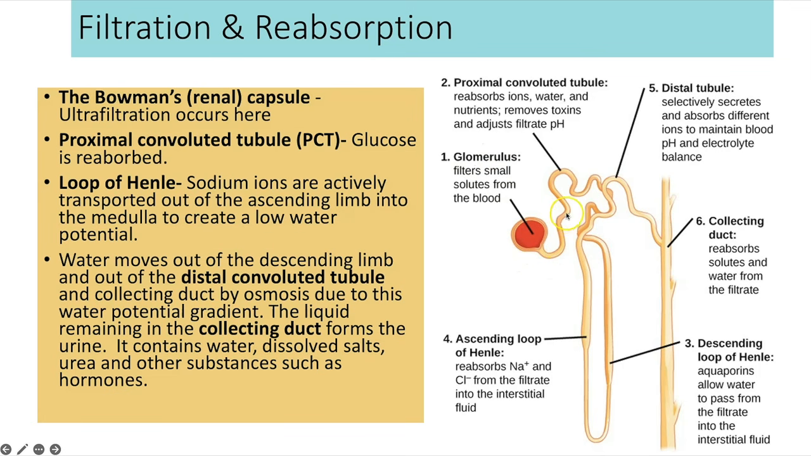That filtrate then passes through the proximal convoluted tubule, and that is where glucose is going to be reabsorbed, but also some water gets reabsorbed at that point. The filtrate then moves down the descending loop of Henle and then back up the ascending loop of Henle. And it's in the loop of Henle where we have sodium ions being actively transported out, which will then be reabsorbed, and also lots of water is going to move out by osmosis. Then the filtrate moves through the distal convoluted tubule and the collecting duct, and at those points we have even more water being reabsorbed back into the blood from the filtrate.